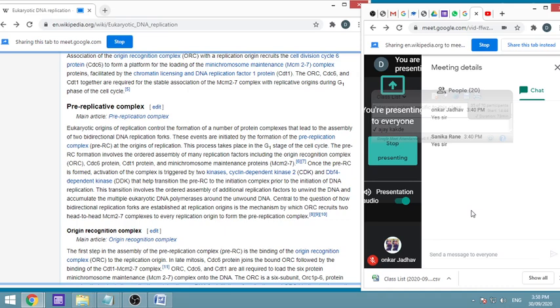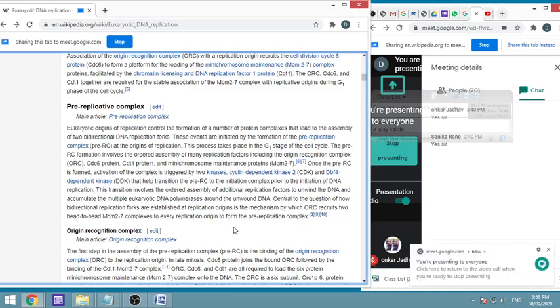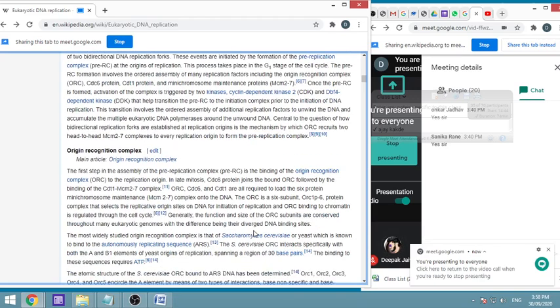Now this is how we have seen, this orderly assembly is there. Then the DNA polymerases will do the unwinding of the DNA, and then one activity after another will follow. All these complexes will play a role. Then the next complex will be the origin recognition complex, that is ORC. This will recognize the origin.